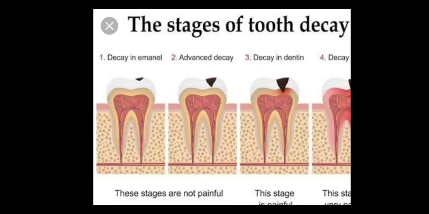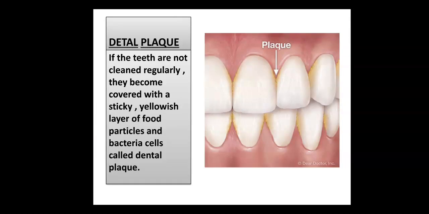First of all, there will be a hole in the enamel part, and this hole will go below and affect the what? Dentine. Then advanced decay, third, decay in dentine, and then fourth, decay in what? Pulp cavity. In this way we can see that slowly the decay will move to the innermost part of our tooth, and it will form dental decay.